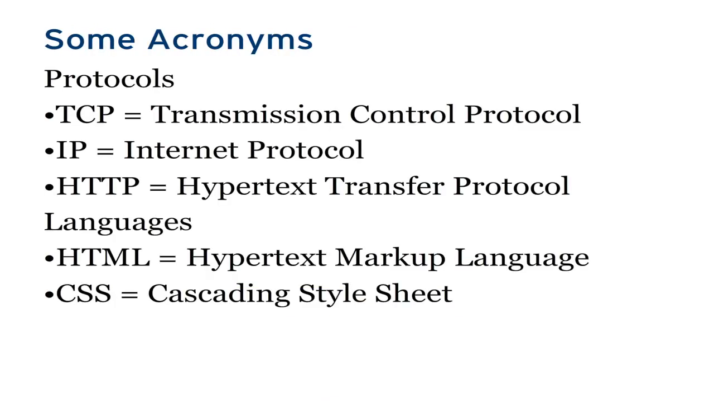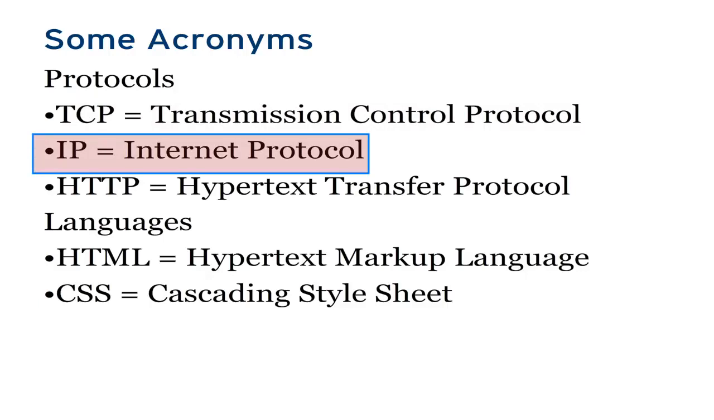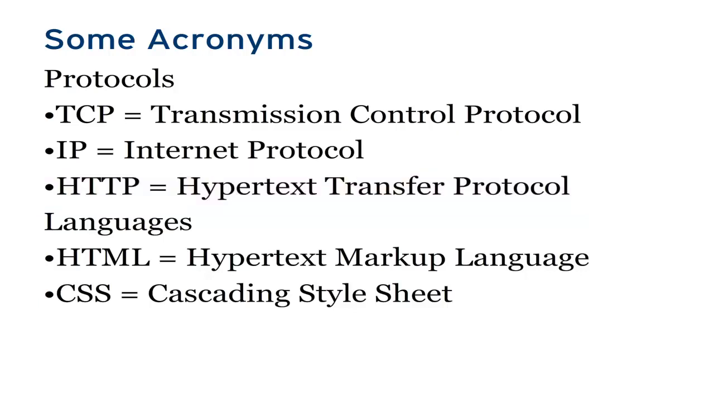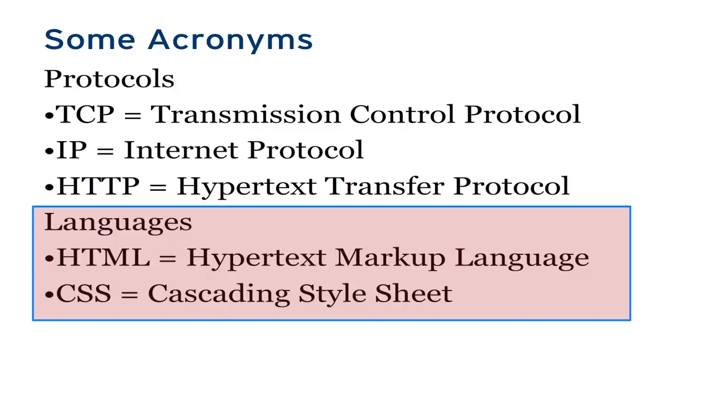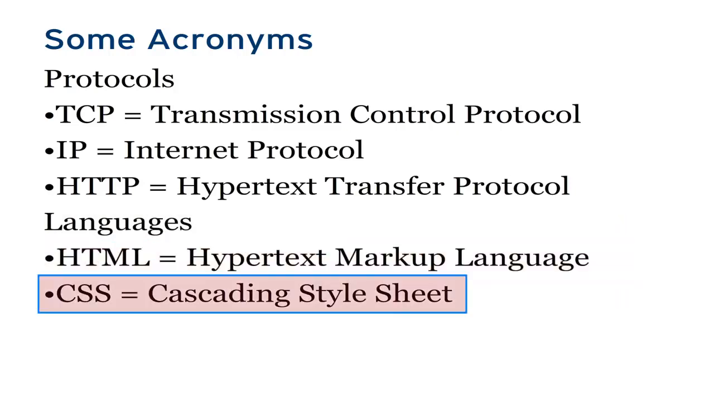Recite these acronyms with me out loud. Saying it out loud creates new neural connections in your brain devoted to saying and thinking these phrases. TCP, Transmission Control Protocol. IP, the Internet Protocol. HTTP, the Hypertext Transfer Protocol. Then there are languages. HTML, Hypertext Markup Language, and CSS, Cascading Style Sheets.